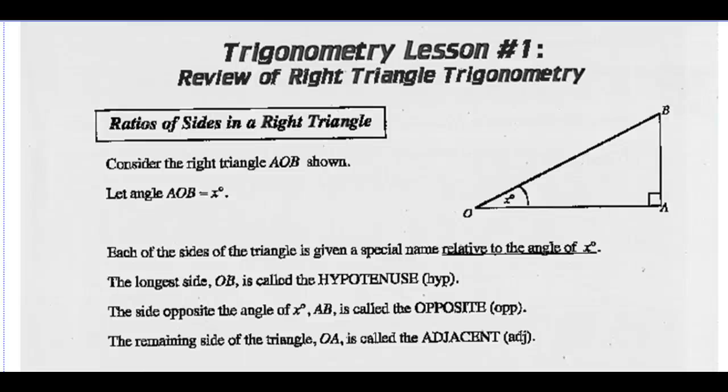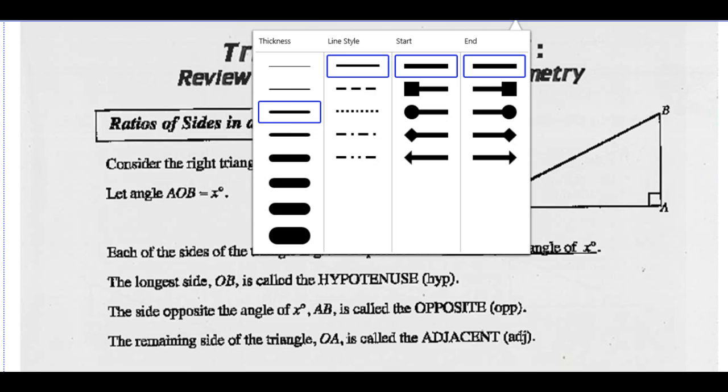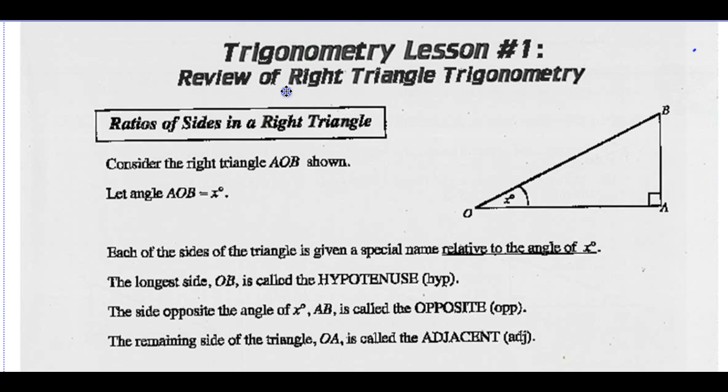Hey, Math 20-2s. Today we're going to look at some trigonometry review of grade 10 trig. So let's consider the right angle triangle AOB as shown to the right. Let angle AOB equal x degrees. Each of the sides of the triangle is given a special name relative to the angle of x degrees.